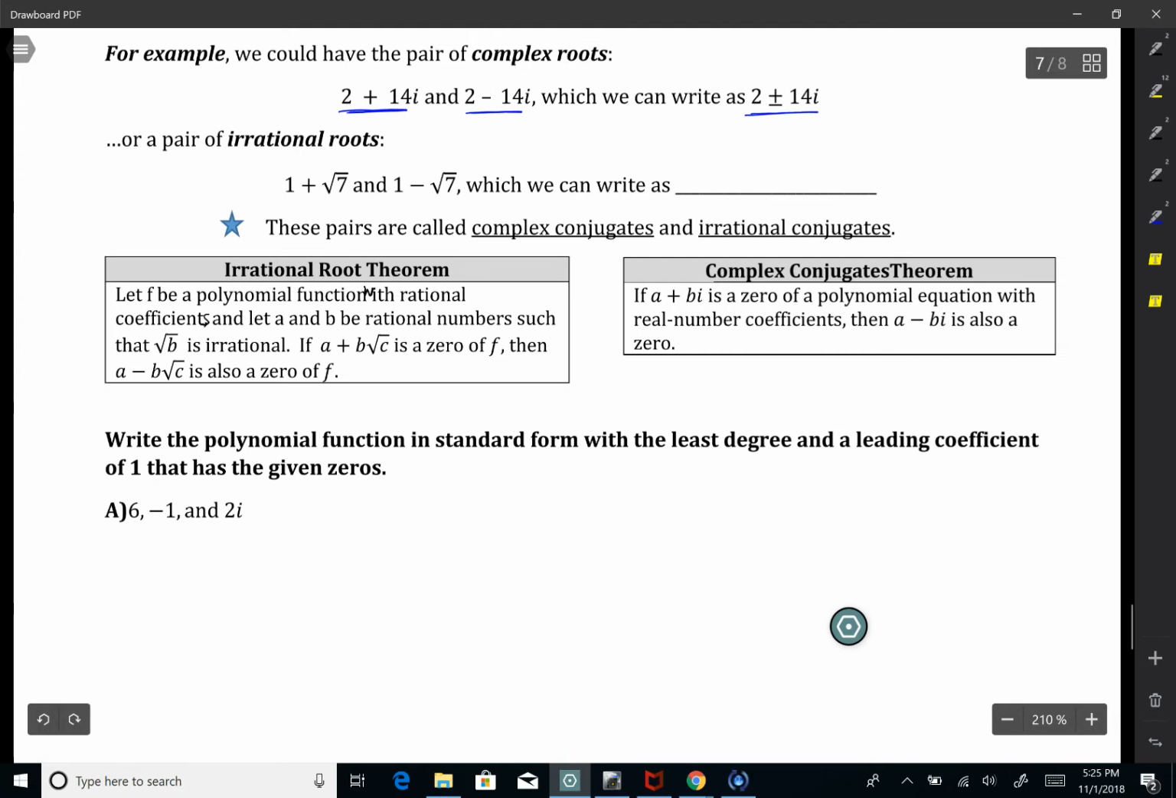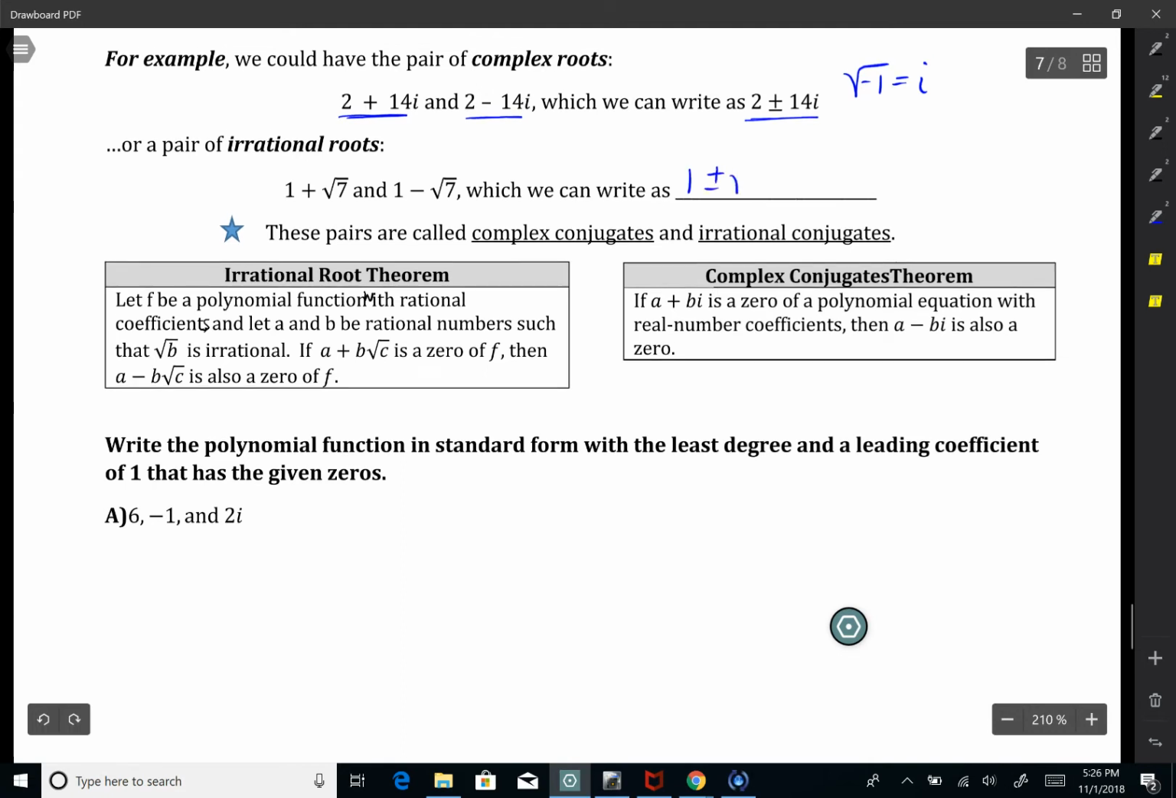Now, where does i come from? Do you guys remember? i comes from taking the square root of -1. So remember, complex numbers are from taking the square root of a negative number. When we look at irrational roots, now while irrational roots are real, they're just irrational. So we leave them as a radical because there's no decimal equivalent since they're not perfect squares. So for instance, I have 1 plus rad 7 and 1 minus rad 7, which we could write as 1 plus or minus rad 7.